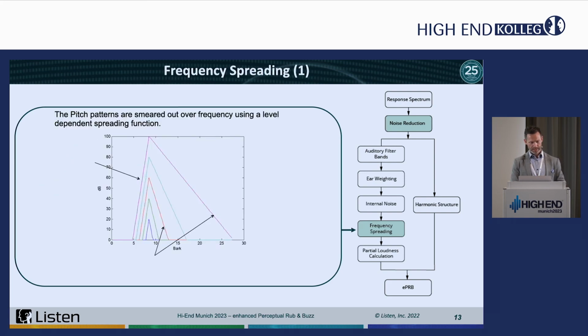So next in the sequence here, we apply a frequency spreading function, and I showed earlier how the audibility depends on a comparison of the magnitude of the harmonics to the masking curve of the fundamental, and this is what we're doing in this step here. We examine the perceptual spectrum to compare the magnitude of the harmonics to the masking curve of the fundamental.